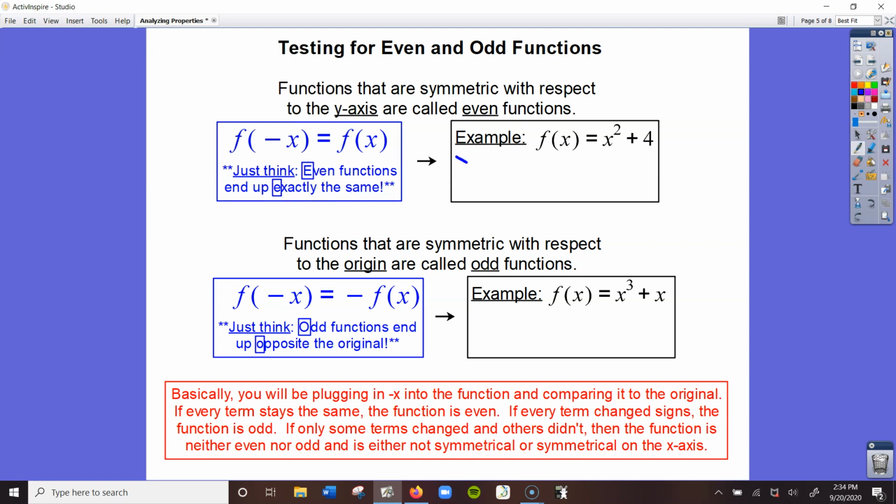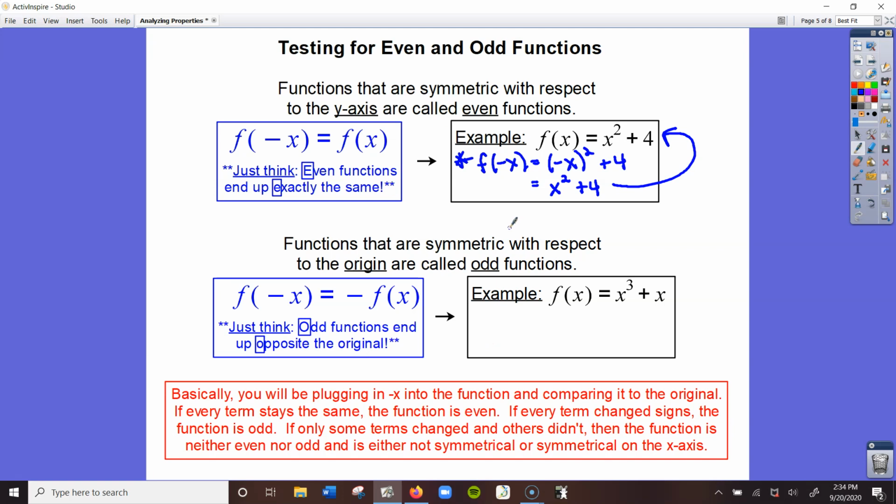So let's try that out. If I were to plug in negative x, then I would get negative x squared plus 4. When you apply the exponent here, this means you're doing negative x times negative x, and a negative times a negative gives you a positive, and this would be x squared plus 4. When I compare it to my original, you see that it is exactly the same. So this is indeed an even function.